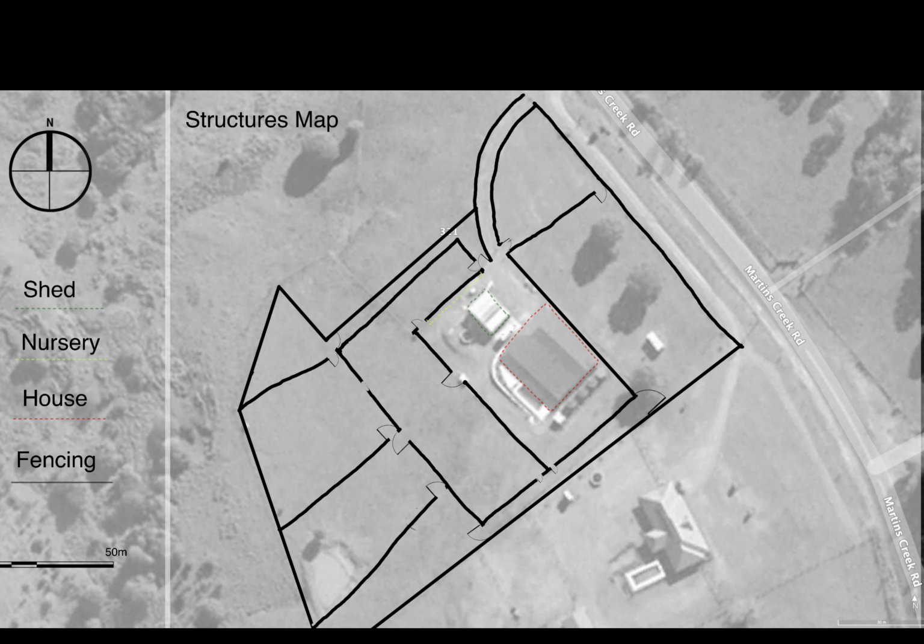The second map is to highlight the structures on the site. On this site I have two existing structures. One is my house, which is zone 0, and the other is the shed. I've also highlighted the nursery here, and this is along this boundary.